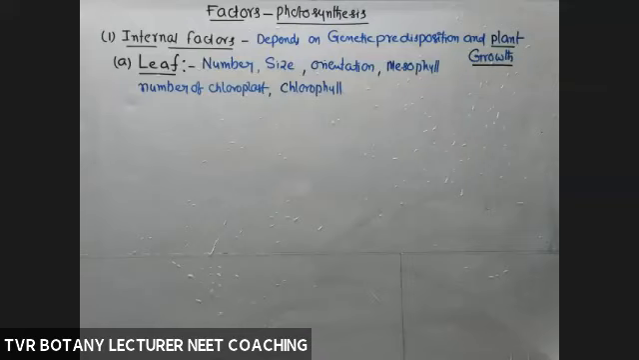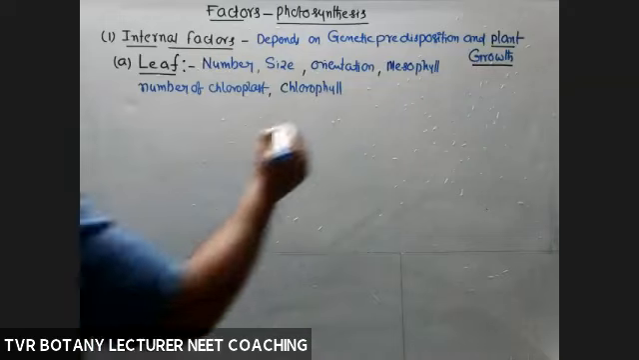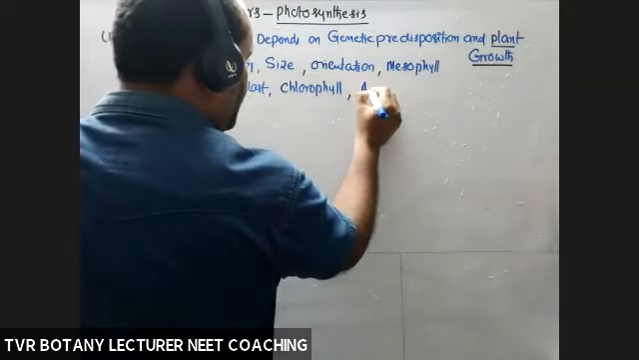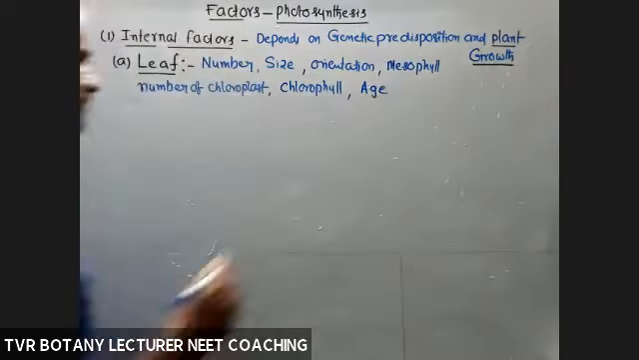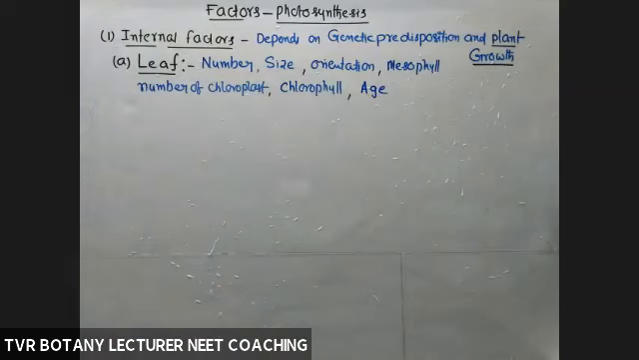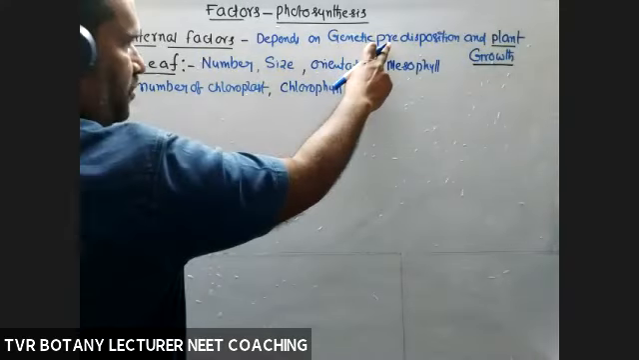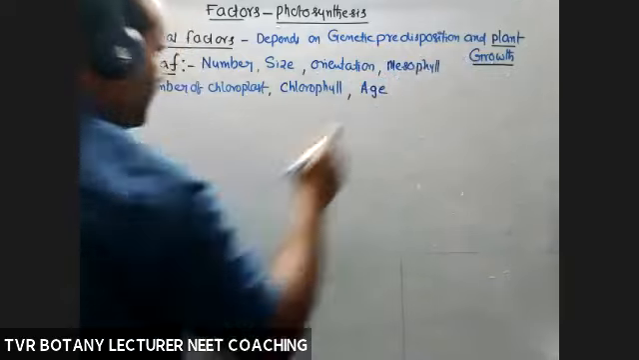Age of the leaf is also a factor. Youngest leaf, more rate of photosynthesis, more chlorophyll, more number of chlorophylls. Plus old leaf, photosynthetic rate is very less. So all these are decided particularly by genetic material and growth also.